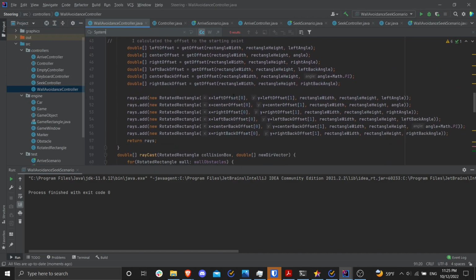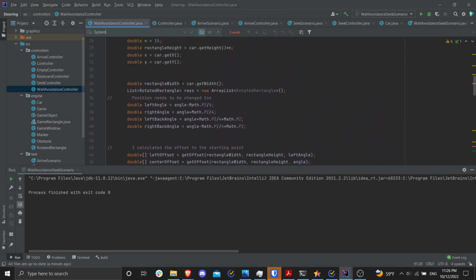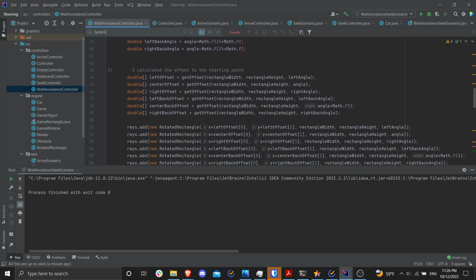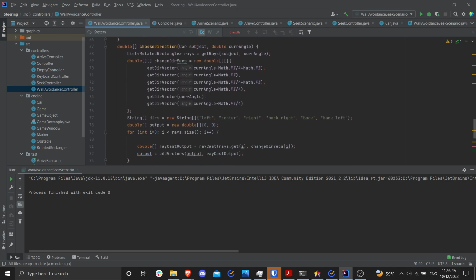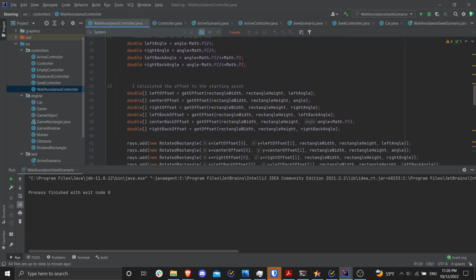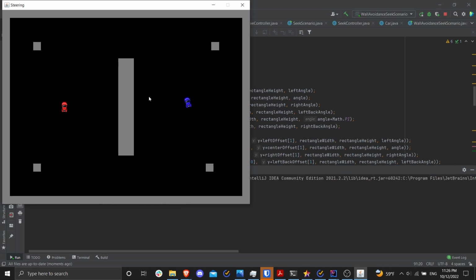I made a bunch of rectangles that point 45 degrees for almost every direction of the car except the sides, and they're 15 times the car height. So if it sees an obstacle like over there, the obstacle pushes it in the opposite direction from that. So that's the reason you see this behavior of getting pushed this way.